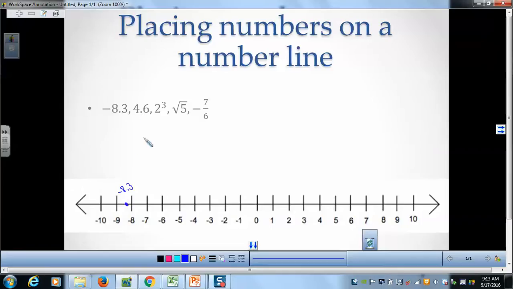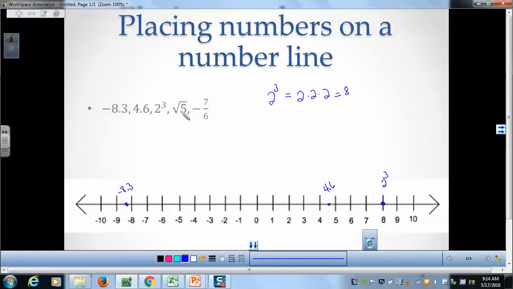Now, 4.6, once again, I have to move from 0. I go to 4, and then 4.6 is going to be past 4. It's a little bit more than halfway because 4.5 would be halfway, and then I can just label like so. Now, 2 to the third, we're going to use some of the things that we talked about with exponents. Remember, this means I need to multiply 2 times 2 times 2. So 2 times 2 is 4, 4 times 2 is 8. So that is exactly 8. So I'd put my dot right there, and I'm going to label this as 2 to the third.